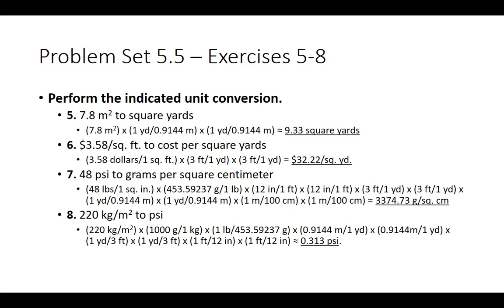Meters on the bottom twice cancels square meters from the top. Yards on the top twice gives us square yards. The math, 7.8 times 1 divided by 0.9144 times 1 divided by 0.9144. That gives us approximately 9.33 square yards.